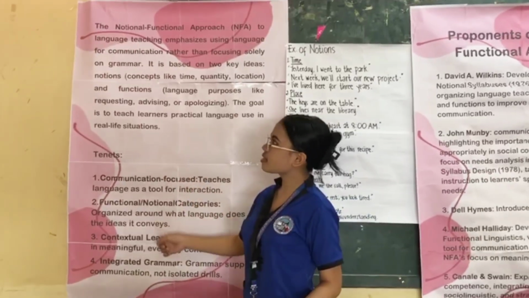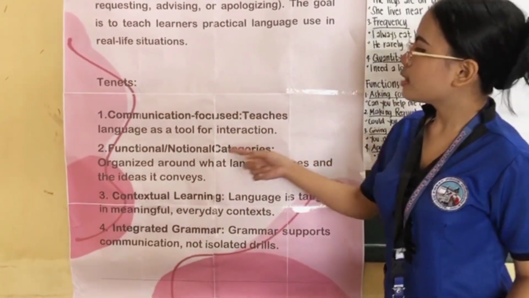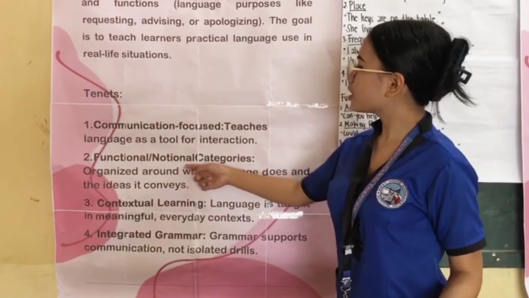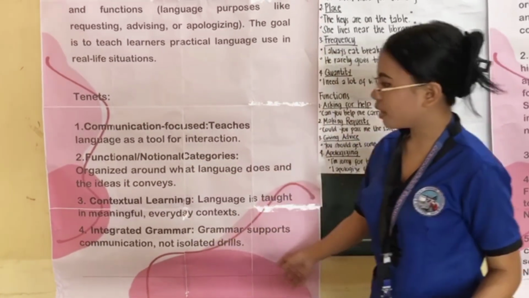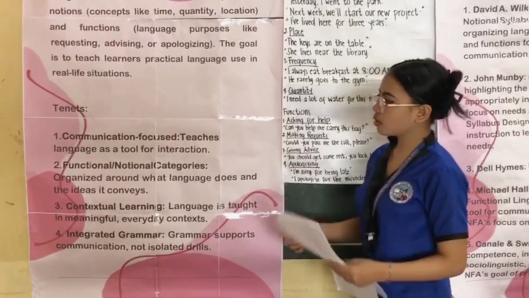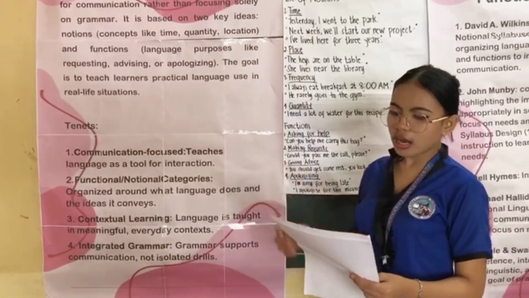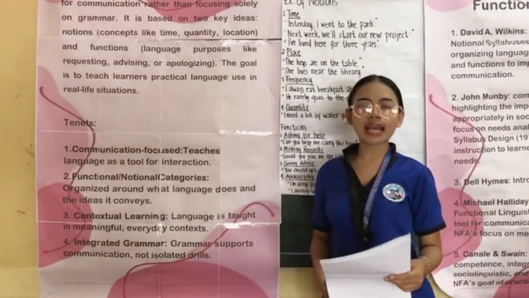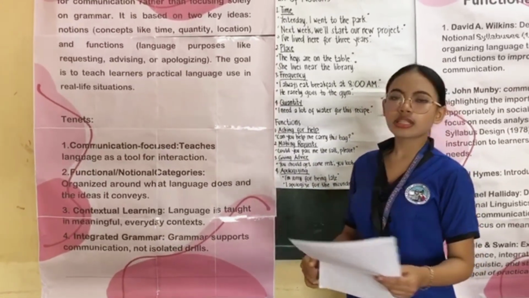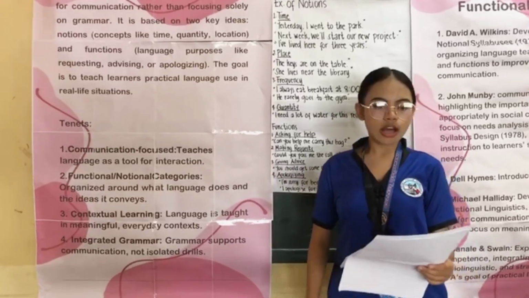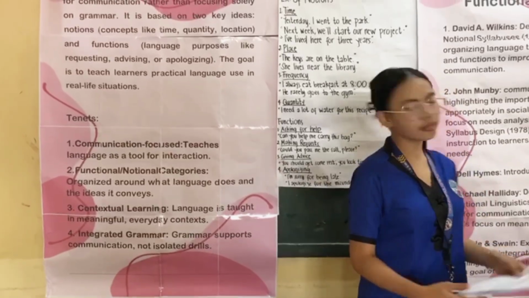So here are the key tenets of the notional-functional approach. First is the communication focus. Next is the functional-notional categories. Third is contextual learning. And fourth is integrated grammar. First is the communication focus. It teaches language as a tool for interaction. The notional-functional approach focuses on helping people speak and understand the language in real-world situations. Instead of just learning grammar rules, students practice how to use the language for real purposes, for example, how to ask for directions or order food.